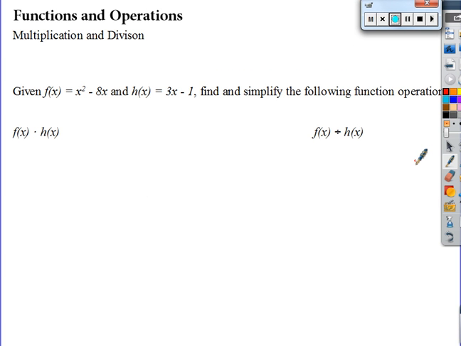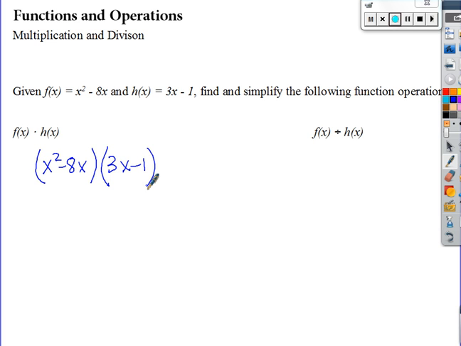Next we have multiplying and dividing functions. So we're still referencing f and h for these examples. But what we'd like to do here is multiply the two together. So if I take my function for f, which is x squared minus 8x, and I'd like to multiply it by h, I'm going to use parentheses for this, 3x minus 1.